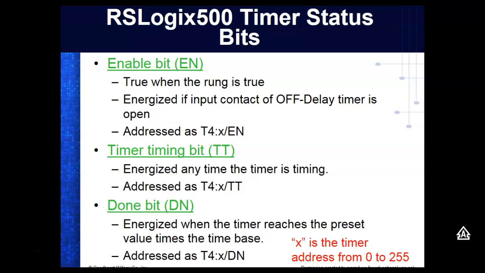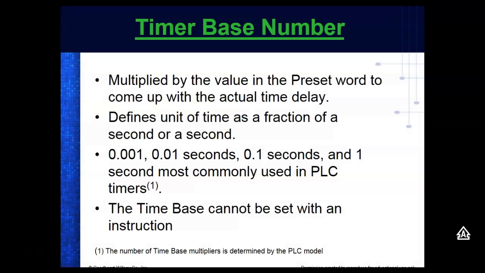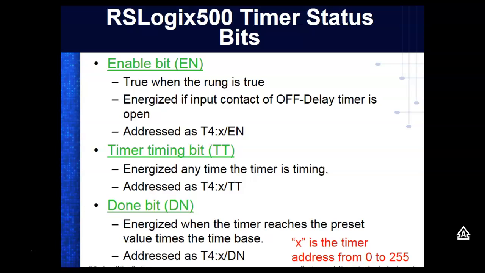Enable. These are the flags that are available to us. We have 3 flags available to us. A flag is either true or false. Two of them we see on the outside. Timer enable: if I wanted to address that, I'd put T4, then a colon, then the timer number, then a slash, and then enable. Now that's a bit. We could address it bitwise, but this allows us to address these elements inside the timer by name instead of address.